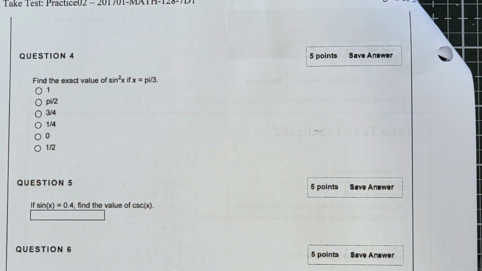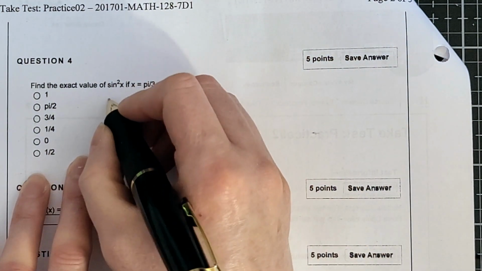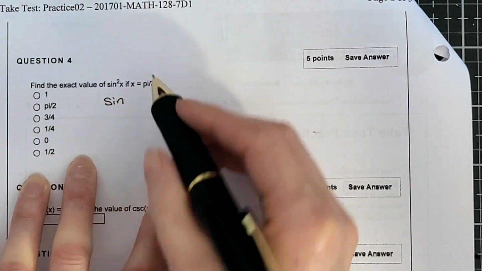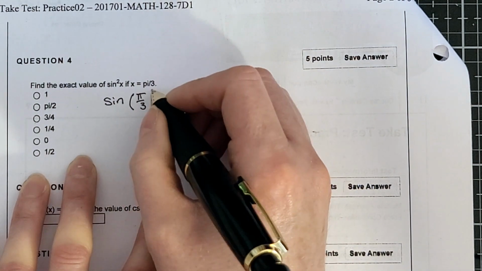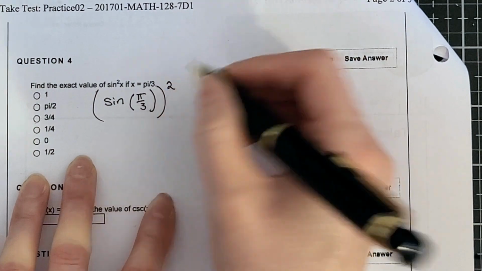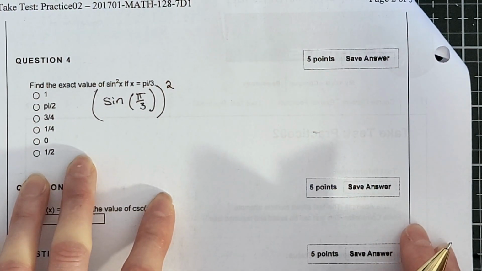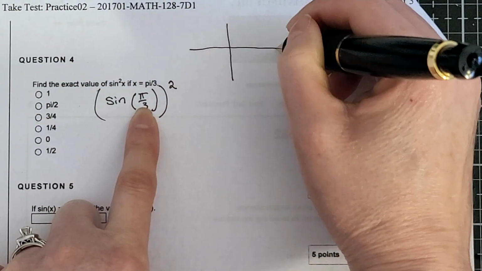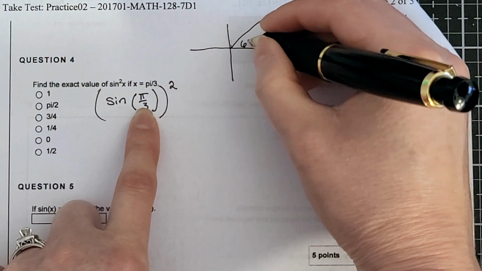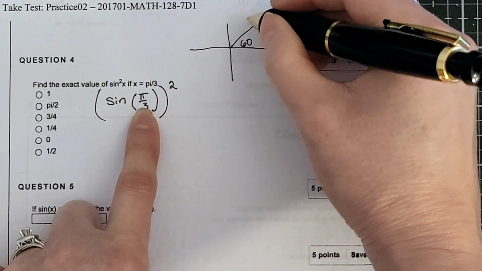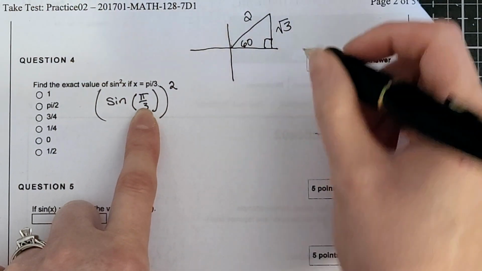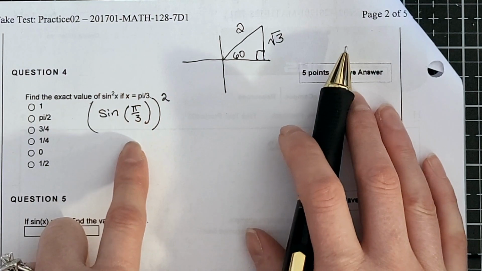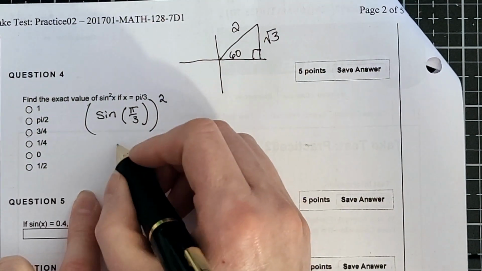Okay, exam 4. Find the exact value of sine squared x if x is equal to pi over 3. So you're going to take sine, and since this is x, this is going to be pi over 3, and it's going to be the whole thing squared. Okay, so the first thing you need to figure out is what is the sine of pi over 3. So pi over 3 is 60 degrees. So this is square root 3 and 2 because it's diagonal from the 90. So sine would be square root 3 over 2.